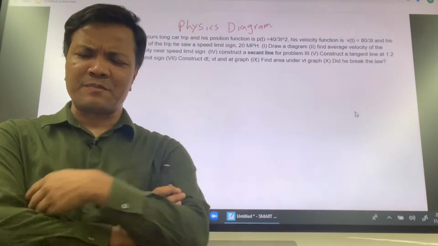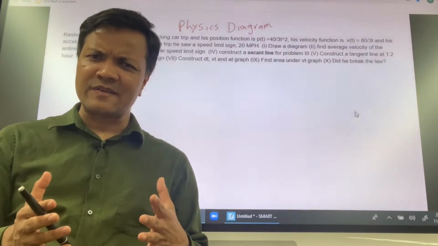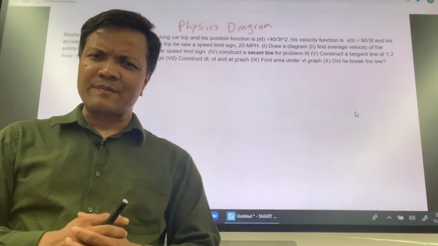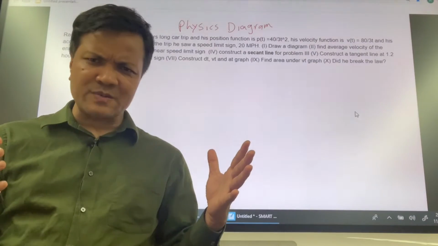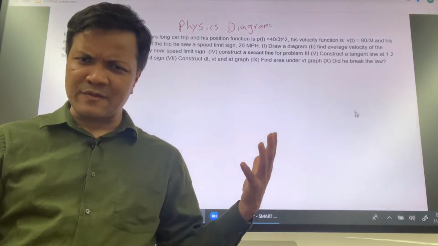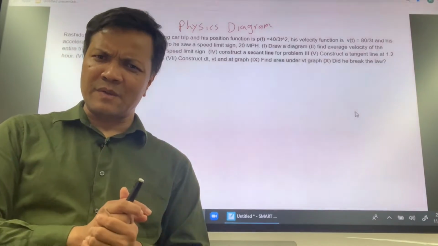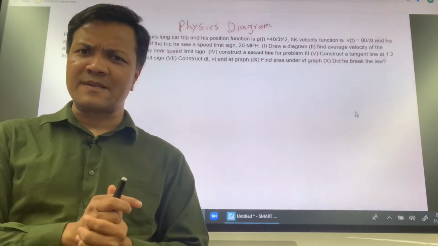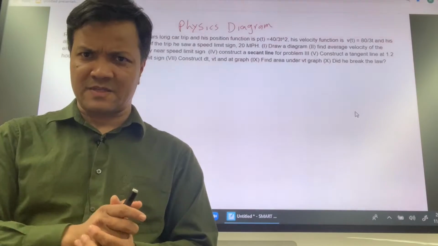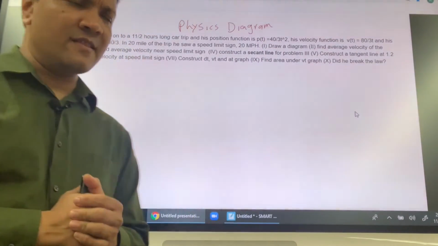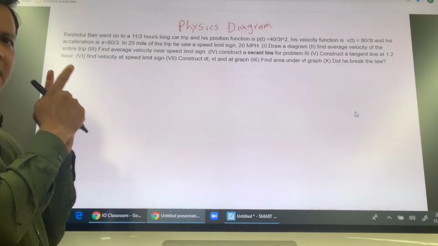Today, we're going to put everything together to solve a problem. If we understand this problem, that means we can move on to dynamics and really be able to use our kinematics background to solve dynamics. So let's dive in. First, we're going to draw a diagram.